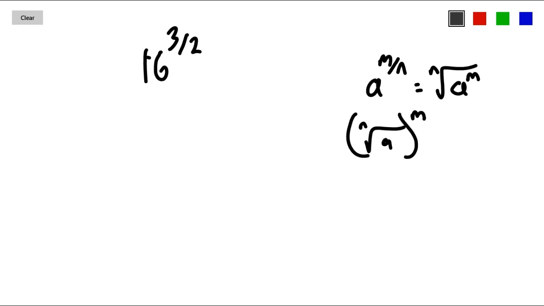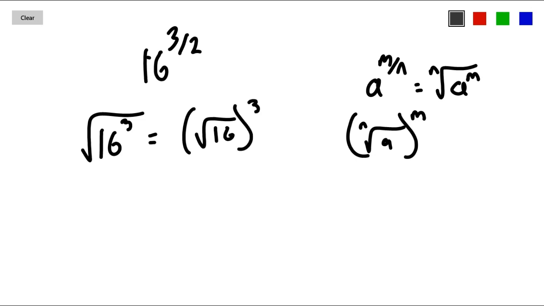So what you can do is rewrite this as the square root of 16 raised to the 3rd power. And this is the same as writing the square root of 16, raised to the 3rd power. Well, the square root of 16 is just 4. And then 4 raised to the 3rd power gives me 64.